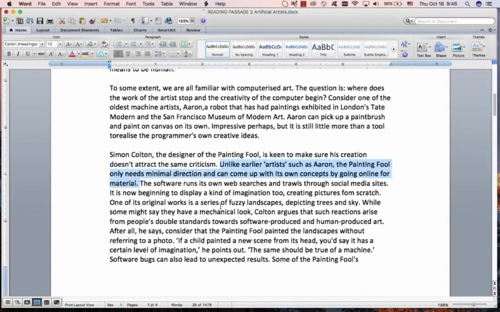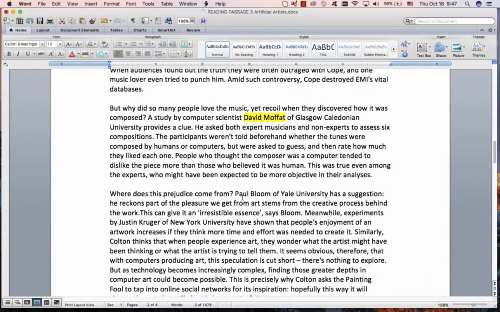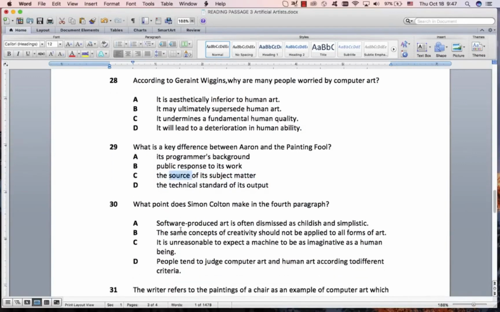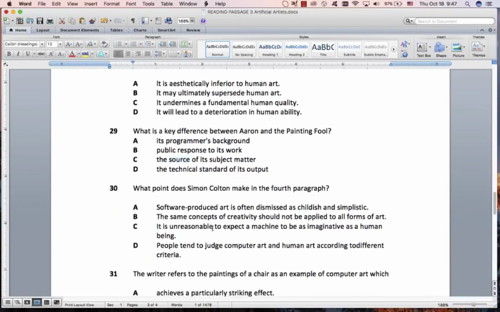Again, this one is quite nice because it's just one sentence. So unlike Aaron, the painting fool does this. So there they're telling you the difference between the painting fool and Aaron. Only needs minimal direction, a little bit of help, and can come up with its own concepts by going online. It can get material online by itself. Programmer's background, nothing. Public response, we don't know. The source of its subject matter, yes. It goes online. Technical standard, we don't know. So C, definitely. Where does it get its material? Online. This goes online by itself.